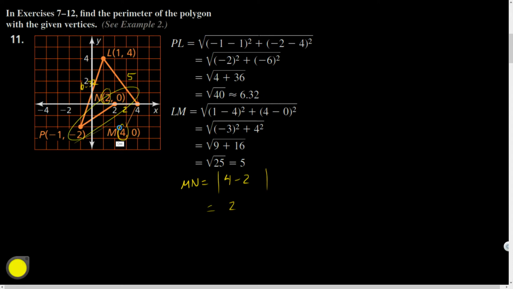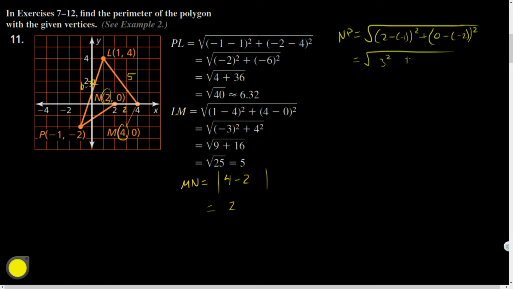And then for this one, NP, I'll do the distance formula properly, because I already cheated. So x2 minus x1, all squared, plus y2 minus y1, all squared. 2 minus negative 1 is the same as 2 plus 1, so that's 3 squared. 0 minus negative 2, that's 2 squared. So the square root of 9 plus 4, the square root of 13.